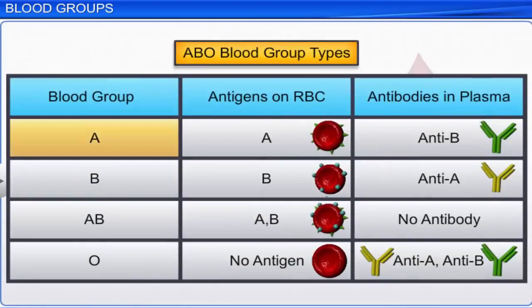For example, individuals with A blood group have A antigen, and hence the anti-B antibody is naturally present in them. Similarly, individuals with B blood group have B antigen, and hence the anti-A antibody is naturally present in them. On the other hand, individuals with AB blood group have both A and B antigens, and hence antibodies are absent in them. In the case of individuals with O blood group, antigens are absent, and hence both anti-A and anti-B antibodies are naturally present in them.